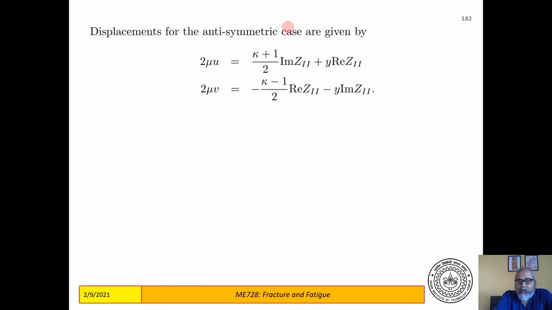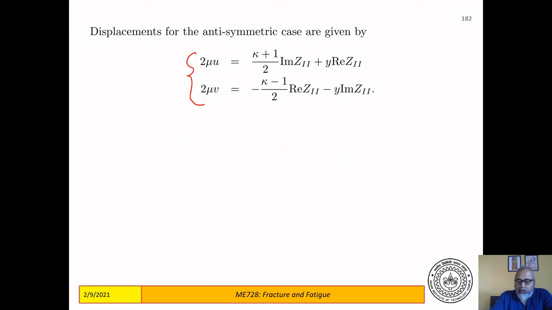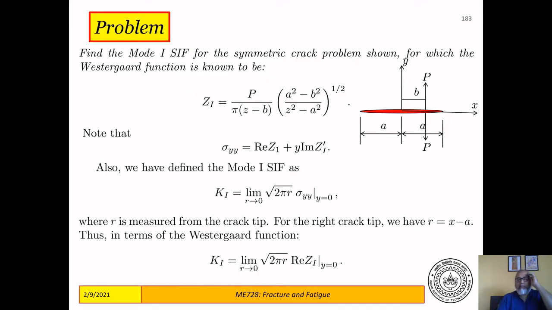So for the antisymmetric case, again the displacements will be given by these two equations. You can derive the displacements. I'm not deriving them here, but you have to use the antisymmetry while deriving the displacements. Okay, so let's take up a problem and see how this is used.